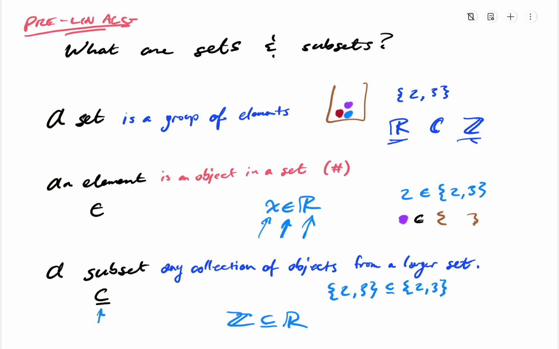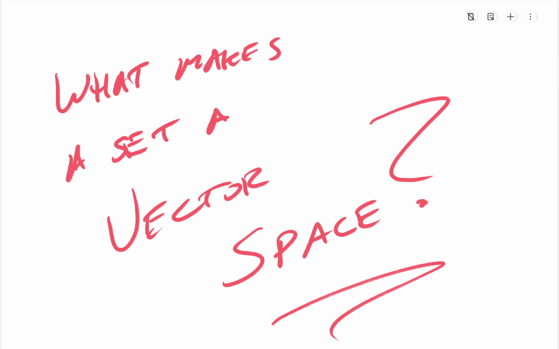So if something is a subset of another set, that means everything that's in the subset is also part of the bigger set. And now we're going to look at what if the set is a vector space, but also what is a vector space. All right, so let's have a look at what makes a set a vector space. And then from there, we can define subsets of the vector space, which will then be subspaces.